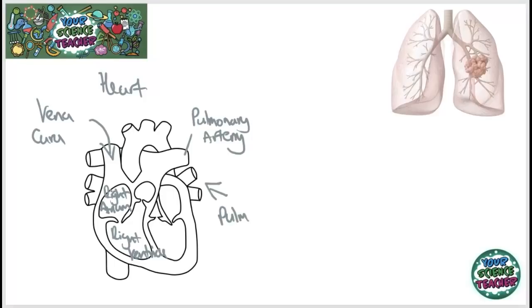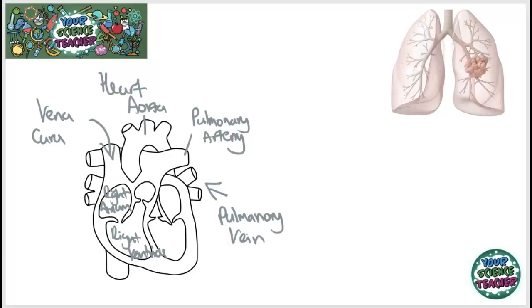And once it's re-entered our heart, it goes through the left atrium and the left ventricle, and it will go out of our heart and all around the body through the aorta, and the aorta goes all over the body. This blood is at really high pressure. This is why the left hand side of my heart is much thicker, because it's pumping blood all around the body.